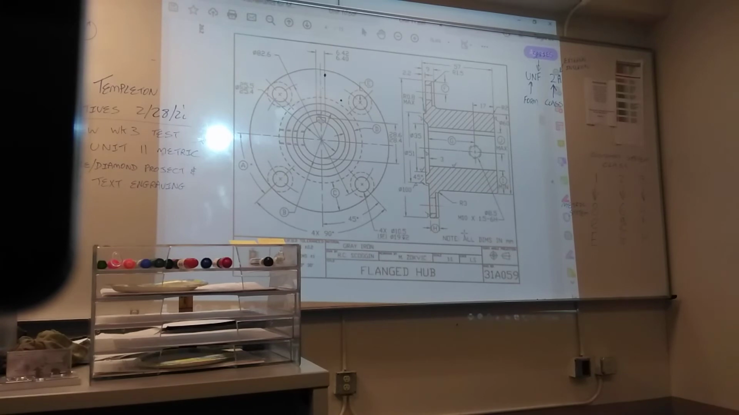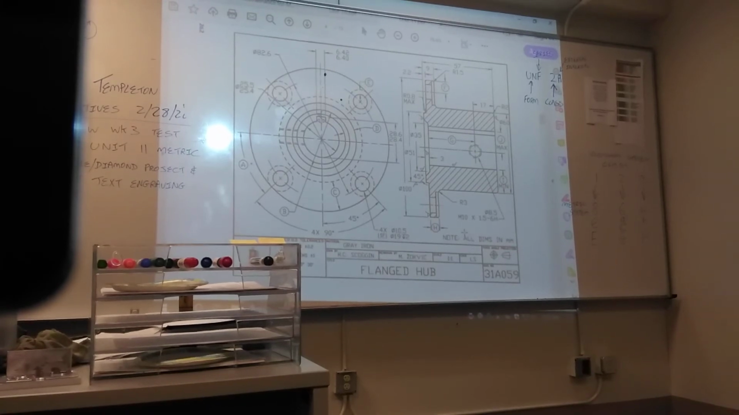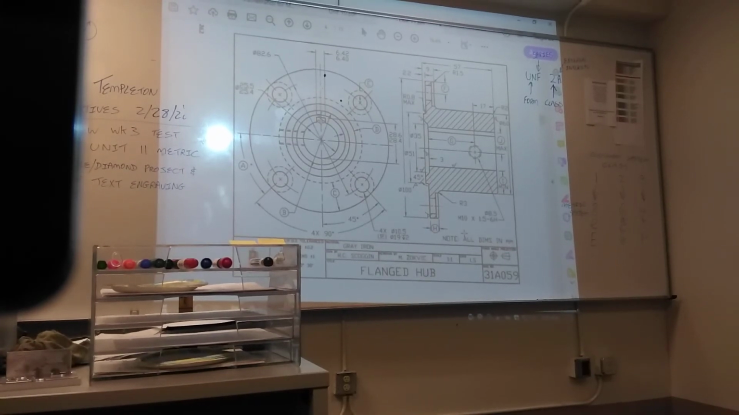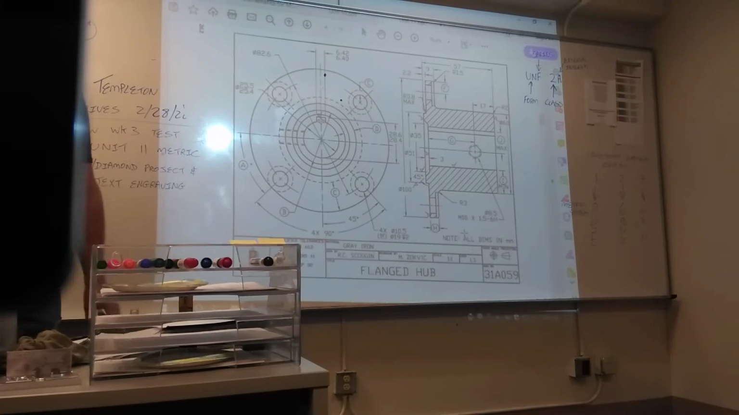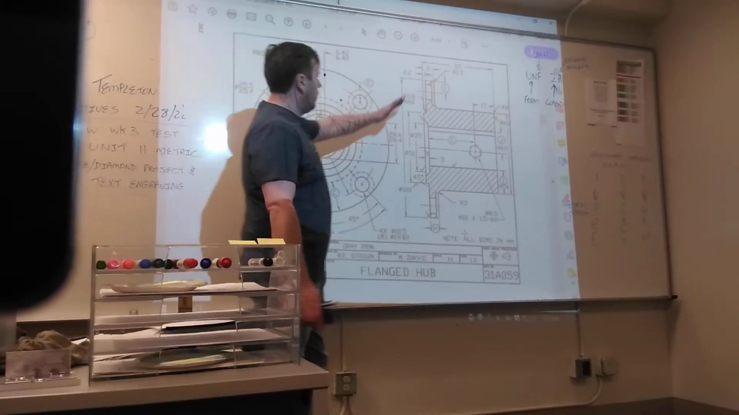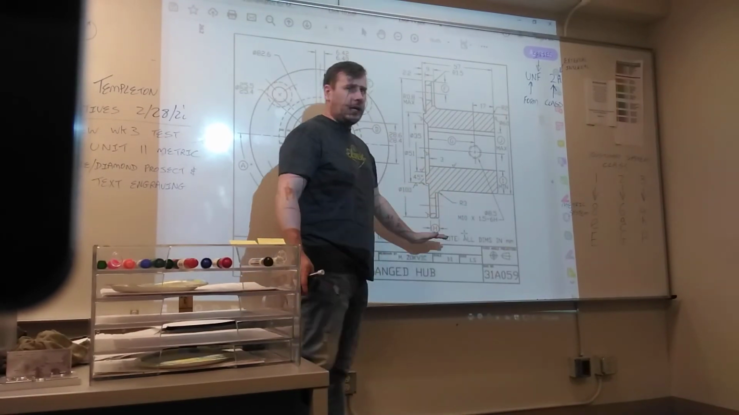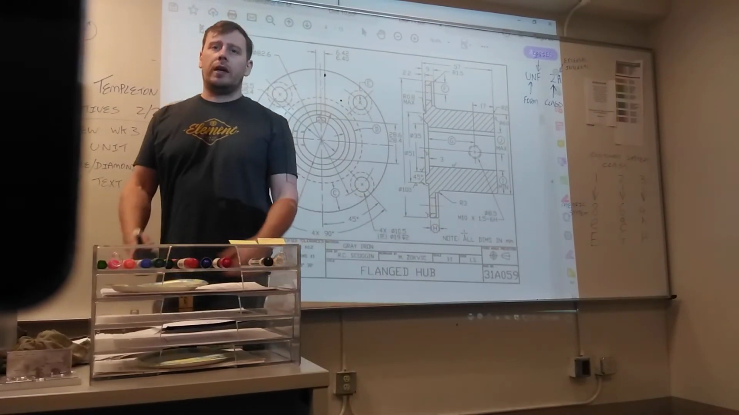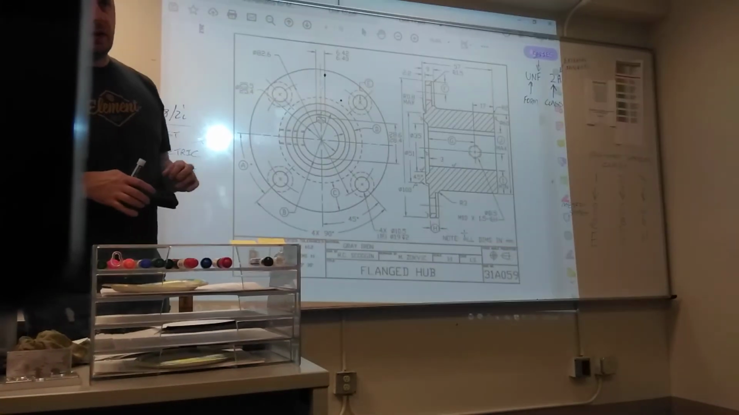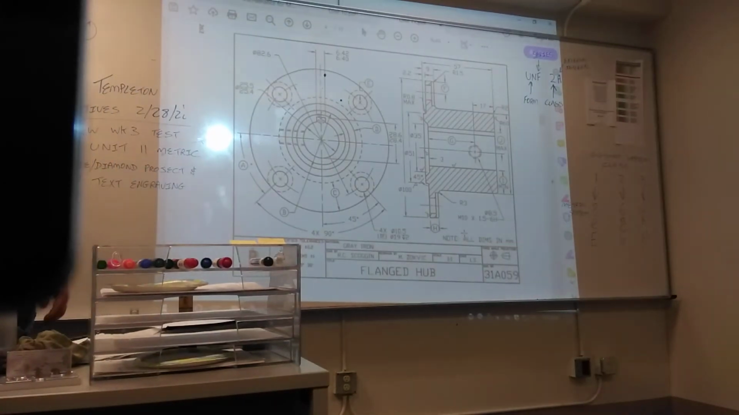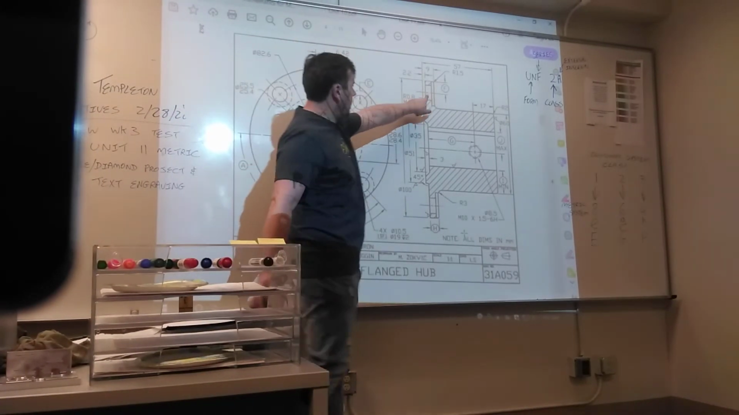What kind of section view is it? Full section. How do you know it's a full section? There are no broken-out lines. Section lines go through the whole piece. What is the purpose of giving you this section view? To show you all the important features, such as these holes.